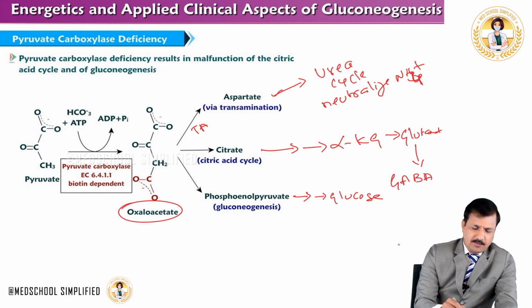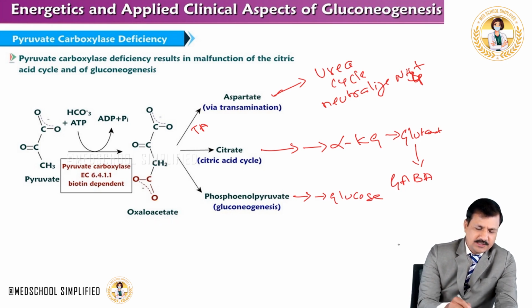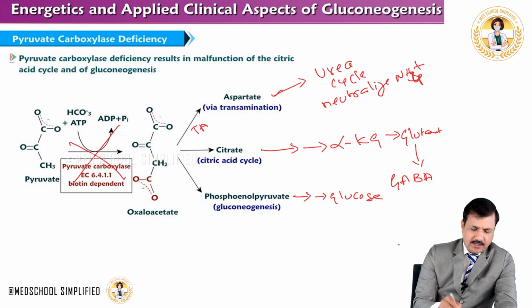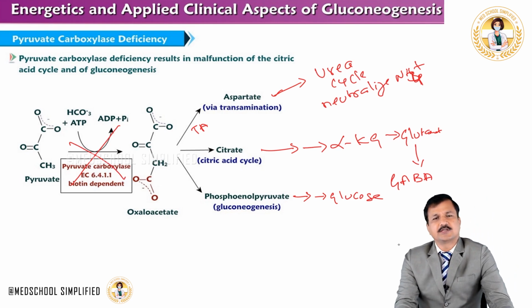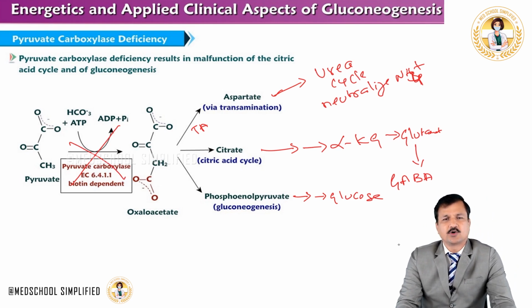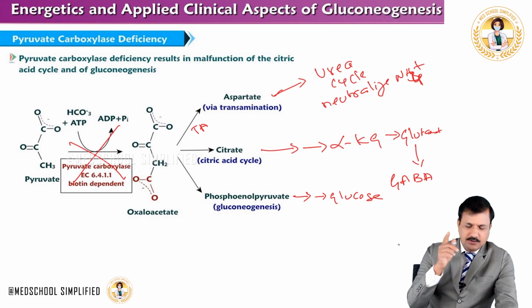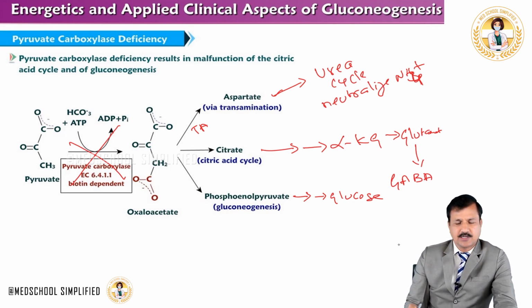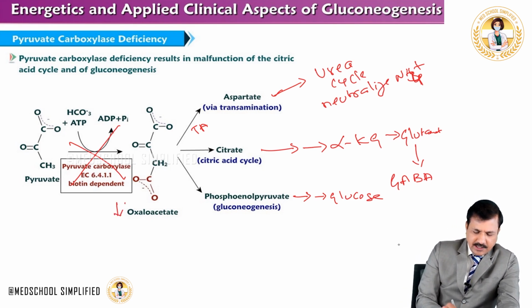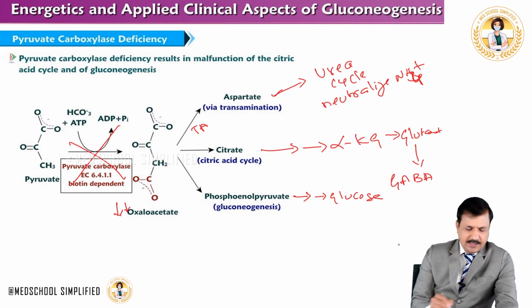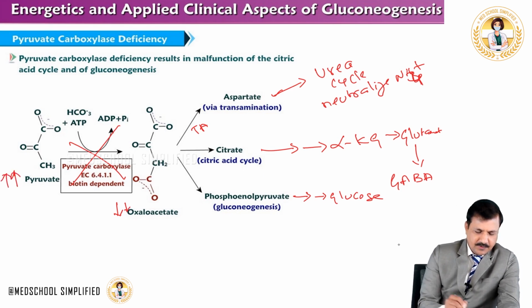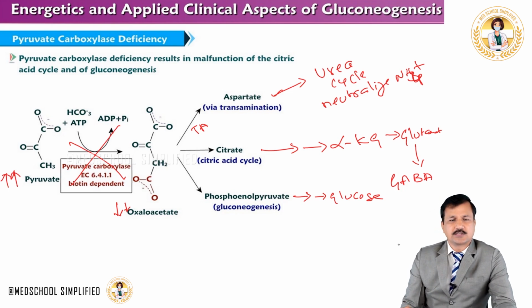Now in pyruvate carboxylase deficiency, what will happen is, I am going to block this reaction now. So the pyruvate carboxylase enzyme reaction is decreased or absent. What will happen? There are two things that happen here. One is oxaloacetate will decrease, the other is pyruvate will increase. Because of this, what are the consequences?